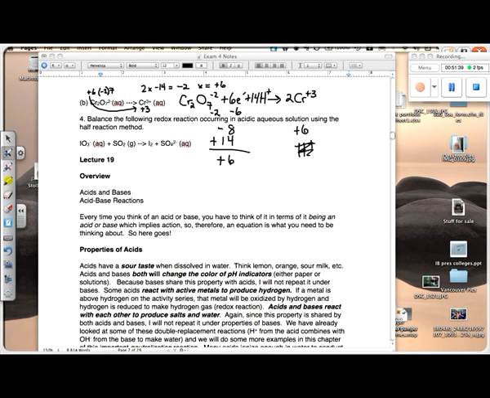All right, almost done, because now we've got to add some waters. This side over here has no hydrogens or oxygens. So I've got 7 oxygens. It's usually easier to think of it in terms of the oxygen, so I need 7 waters. Now, the hydrogens should work out on both sides. 7 times 2 is 14, 14, I'm good. So we have balanced this half reaction. They don't get any harder than this one, I promise.